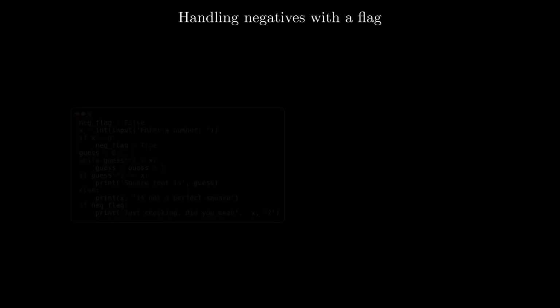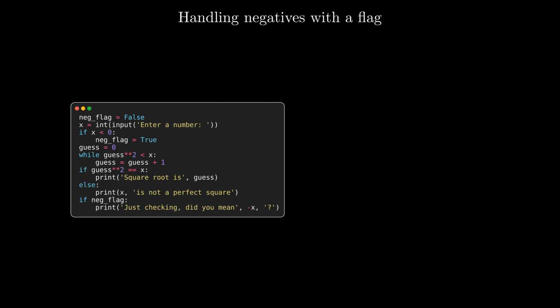Returning that -2 is not a perfect square is technically right, but it's a bit blunt. Maybe the user just slipped and typed a minus sign. We can be friendlier by wrapping a little extra logic around the code we already have. We introduce a Boolean variable, neg flag, set to false, meaning we assume the input is positive. We read x, then check. If x is less than 0, we flip neg flag to true.